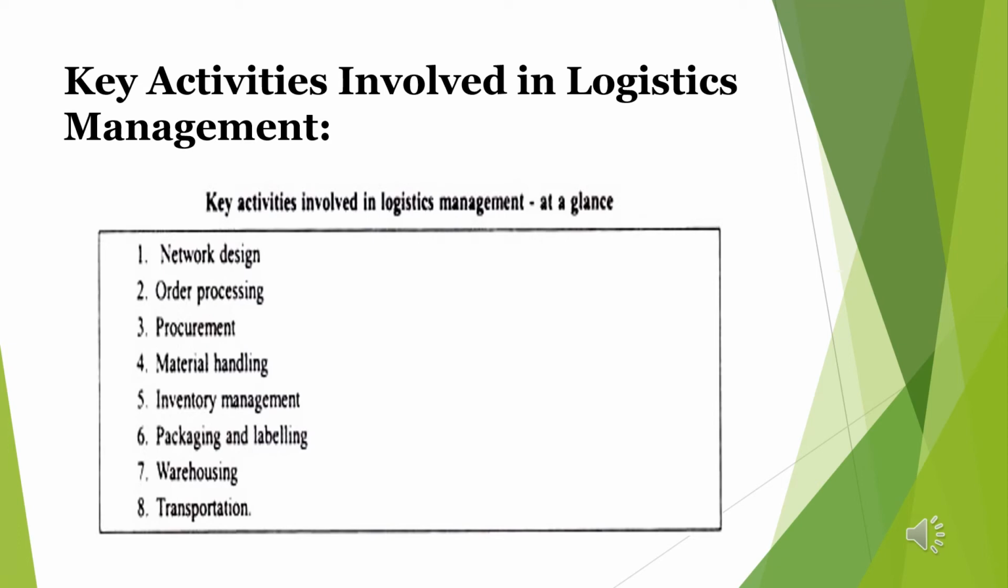The second most important key activity is order processing. What do we mean by order processing? The processing of the customer's order. So the processing of customers' orders is very important in logistics management. Order processing includes activities like the receiving, handling, filing and recording of orders.